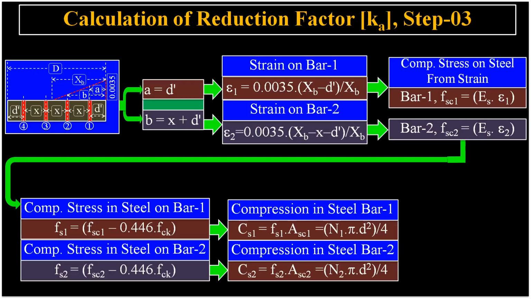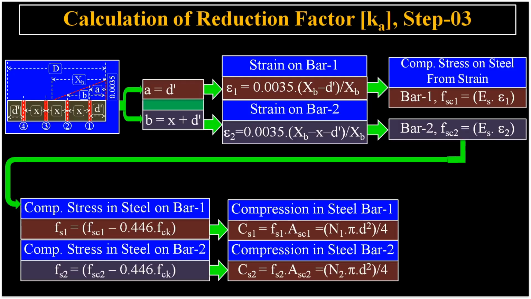Similarly, say, compressive force on bar 2 is CS2. Then, CS2 equals Fs2 multiplied by ASC2. Here, ASC2 is the area of compression steel under column 2. Therefore ASC2 equals N2 multiplied by pi multiplied by d squared, divided by 4. Here N2 is the number of bars in the column 2 and d is the diameter of the bars.